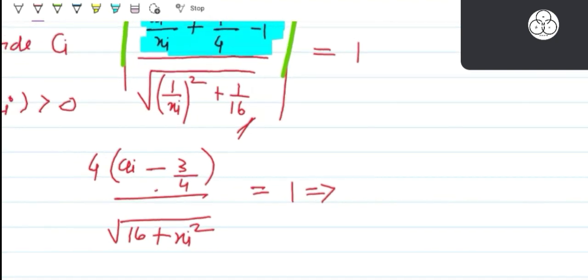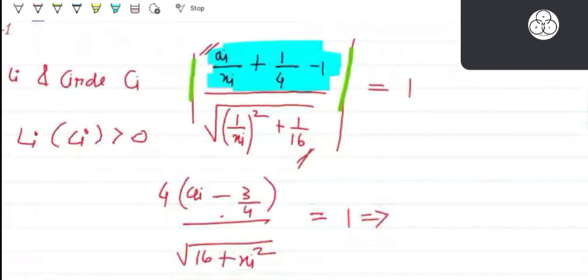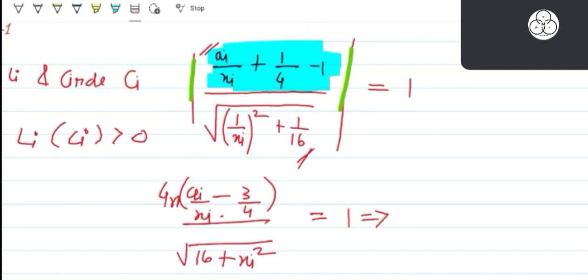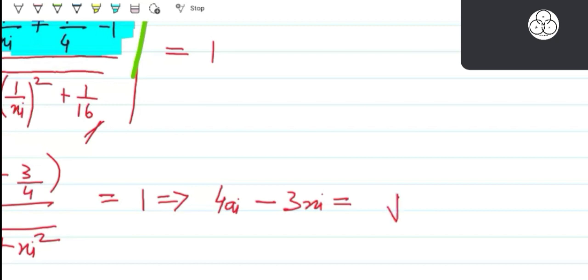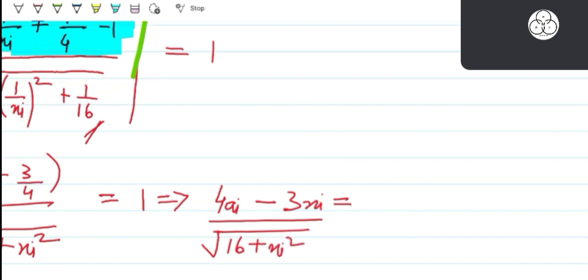I think we missed something. Okay, sorry. This will be xi and there will be xi. So we missed that. This will be 4xi, right? Fantastic. 4xi. So this is going to be simply 4ai minus 3xi equals to, or we can write simply root over of 16 plus xi whole square.